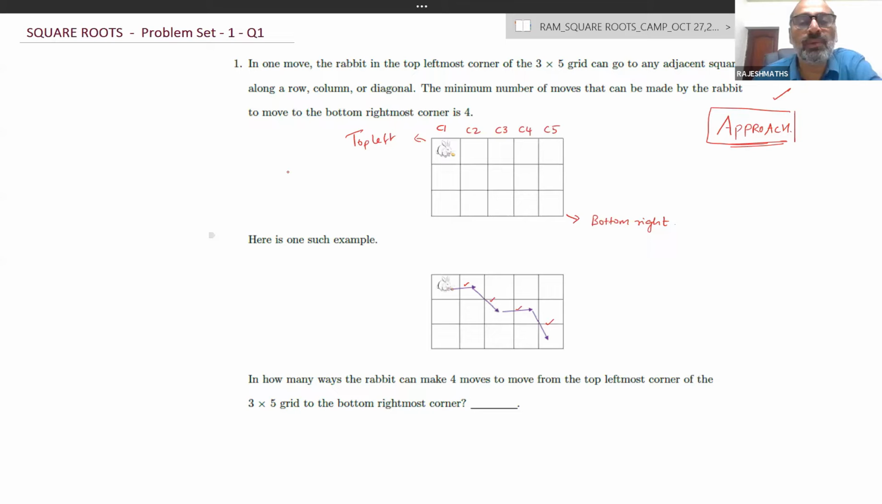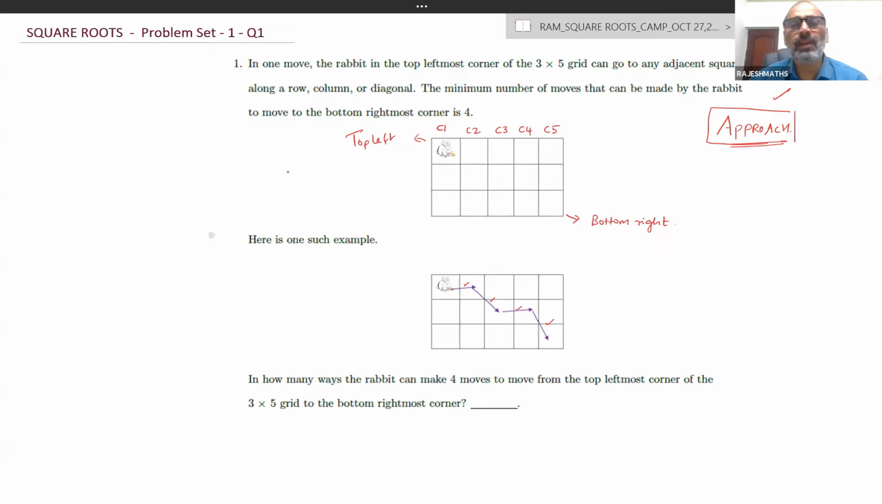Next column means you should either move right or diagonal. Okay, fine. So let me explain. I understand what you have said, but you need to check what exactly is. Oh, see, let me tell you.